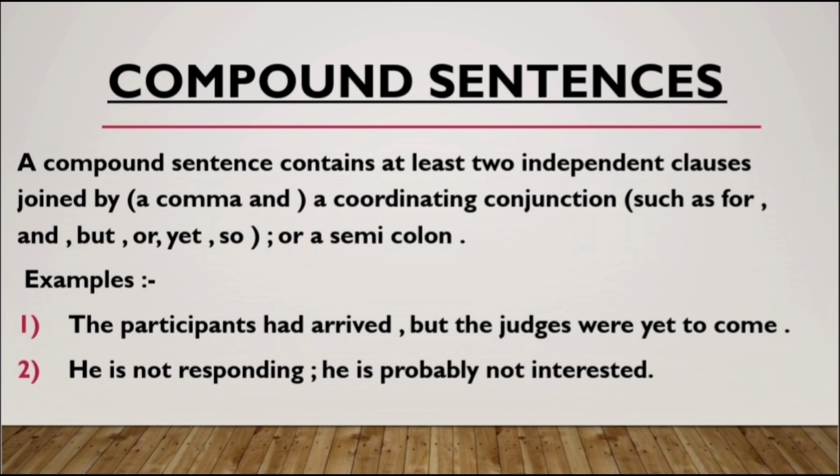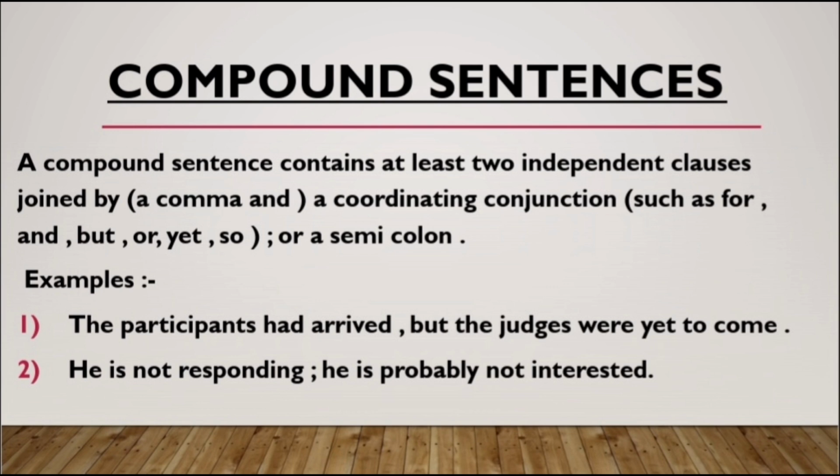The participants had arrived but the judges were yet to come. There are two clauses, two finite verbs, had and were, right? The participants had arrived, one clause. The judges were yet to come, another clause, right? And joined by a comma and a coordinating conjunction, but. And both of the clauses are of equal rank and importance, right?